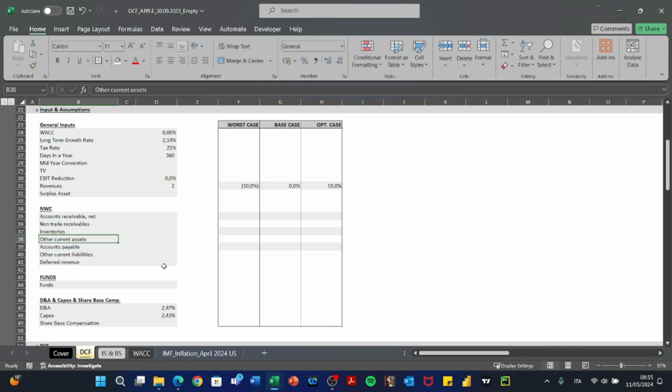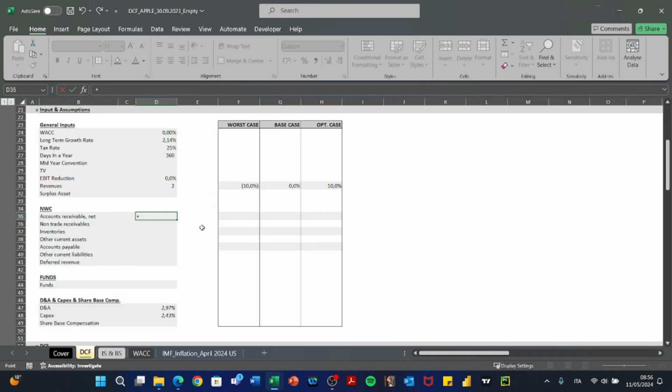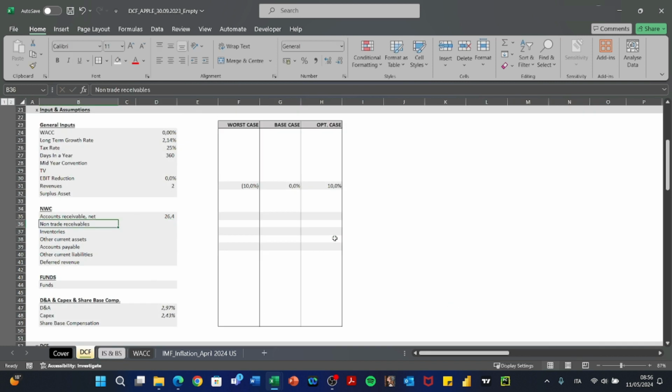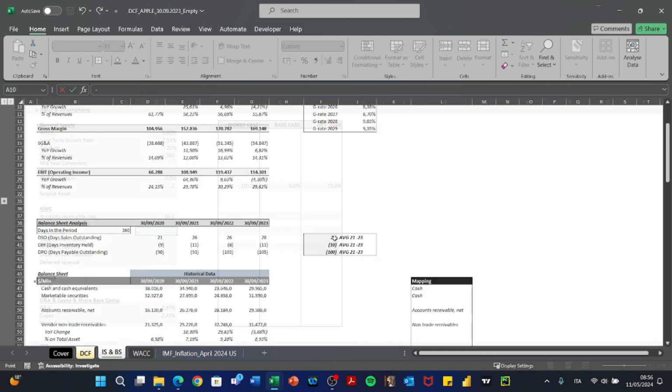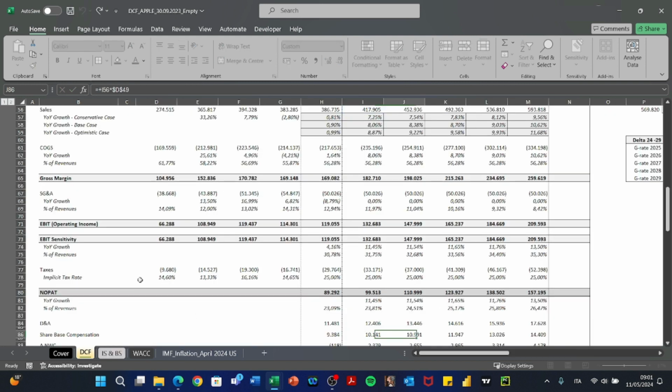Okay, so let's now link these days on our input and assumption tab. So 26 for the inventories, minus, I want the number positive. For the payable, it should be positive.